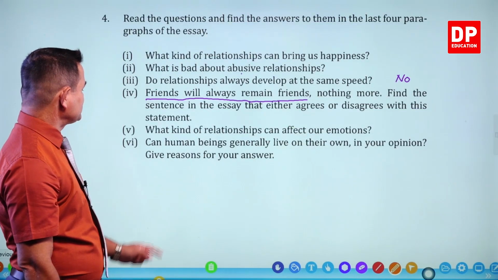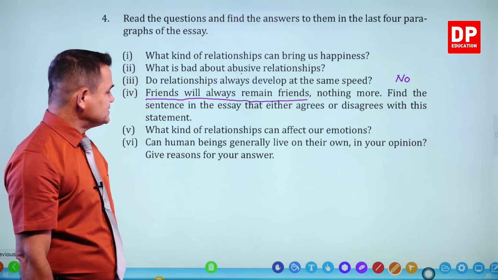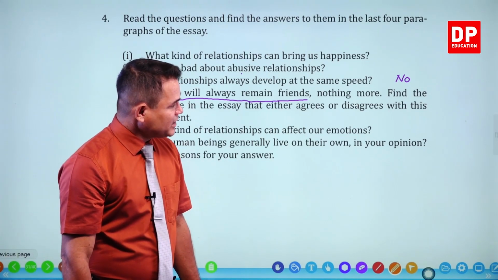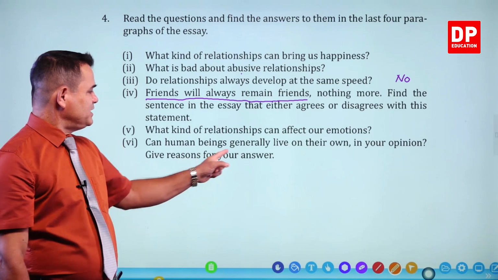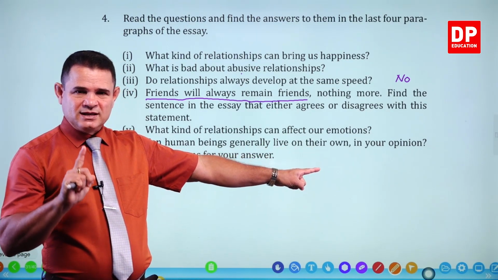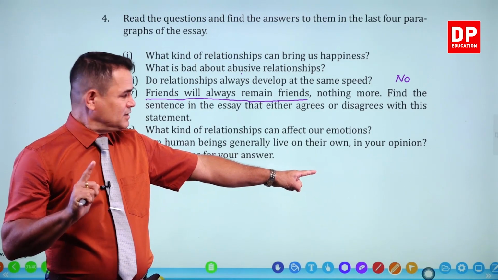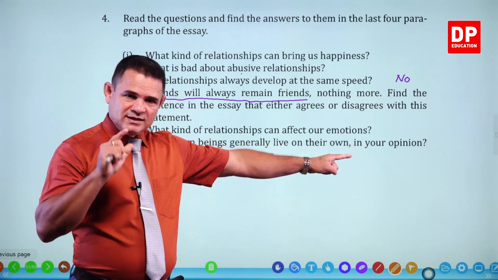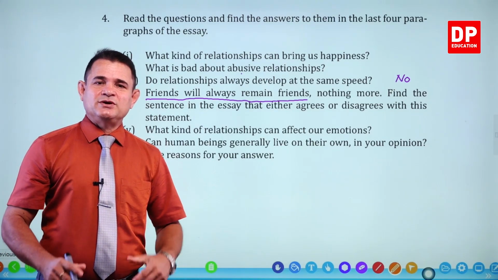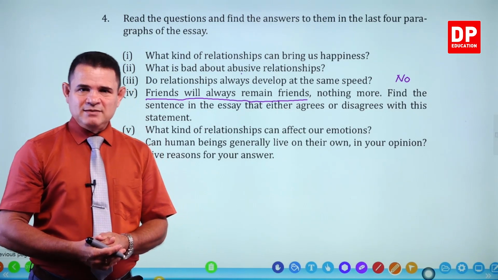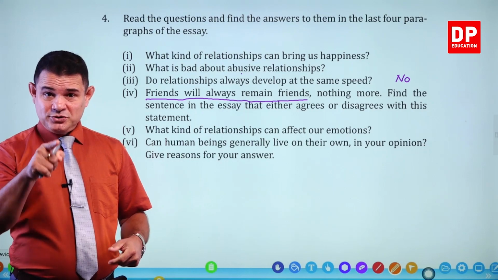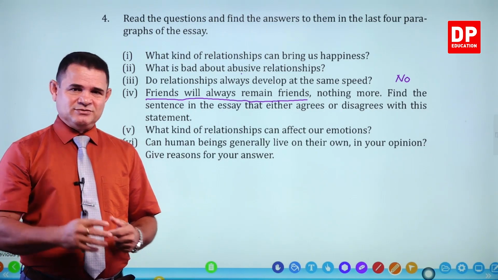And the next question, can human beings generally live on their own, in your opinion? Can they live alone? තනියම ඒගොල්ලන්ට ජීවත් වෙන්න පුළුවන්ද? In your opinion, ඔබේ අදහසට අනුව, give reasons for your answer. That of course you have to give your answer. Can we? Can you? ඔබට පුළුවන්ද තනියම ජීවත් වෙන්න?